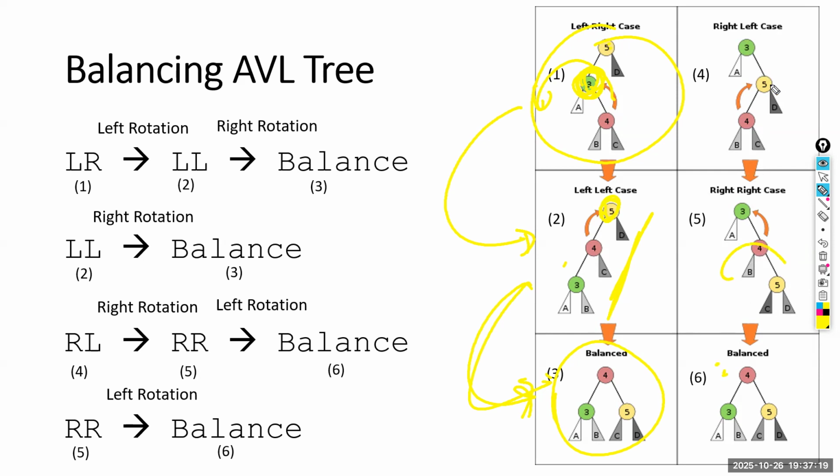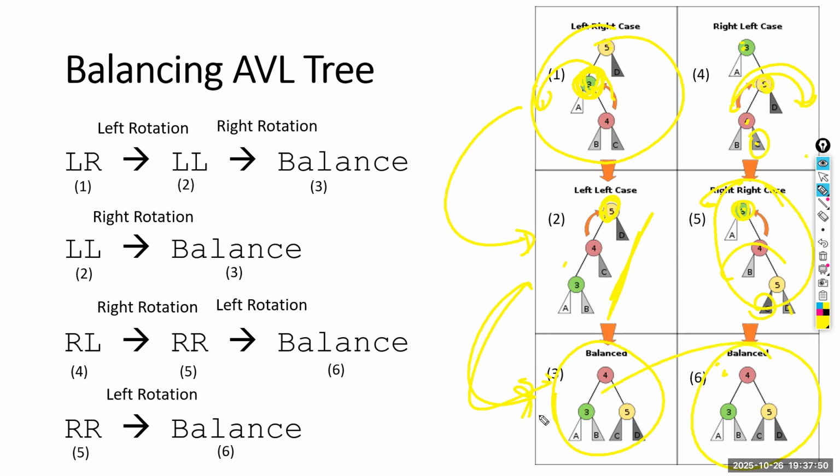But if you have the right-left situation, the second dog foot scenario, first you do a right rotation to make it right-right. So then 4 goes up, 5 goes down. Make sure the C subtree is given to the 5. Then you end up with this by doing the right rotation on this point. The issue is here. And now you do the left rotation on this and make it balanced.